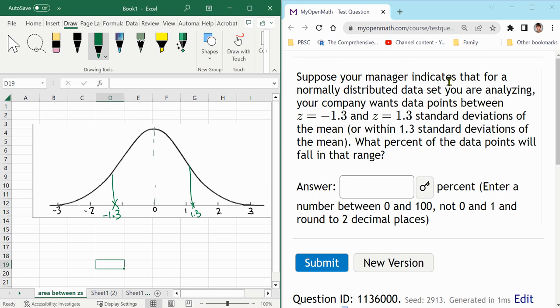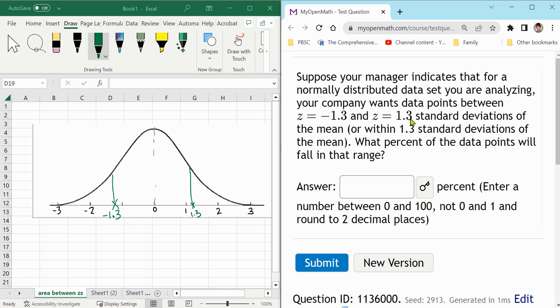Suppose your manager indicates that for a normally distributed data set you are analyzing, your company wants data points between z-scores of -1.3 and +1.3, standard deviations of the mean. Okay, so this wording may sound a little hard to process, but it's a way of saying and reminding us that z-scores represent a number of standard deviations from the mean.